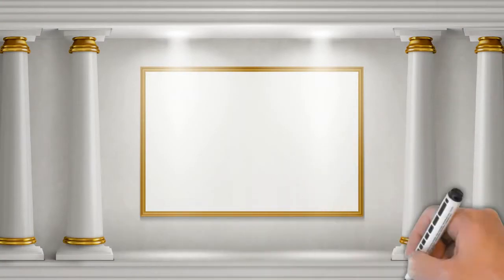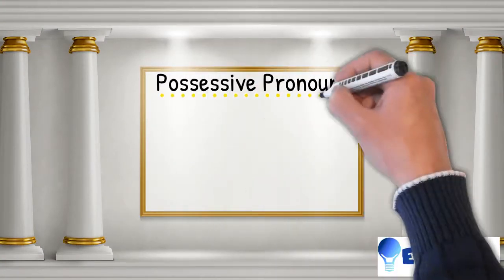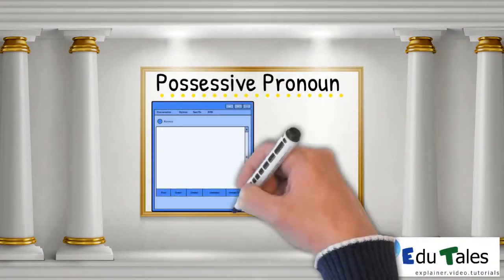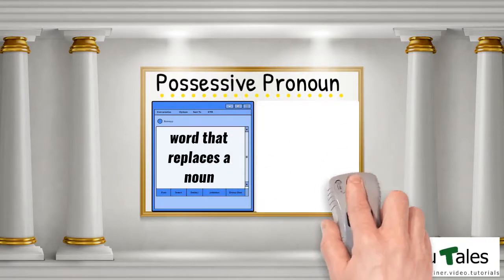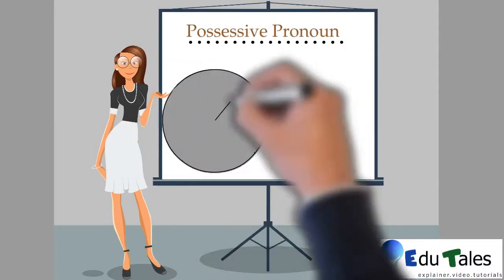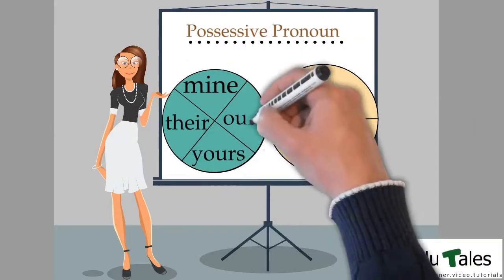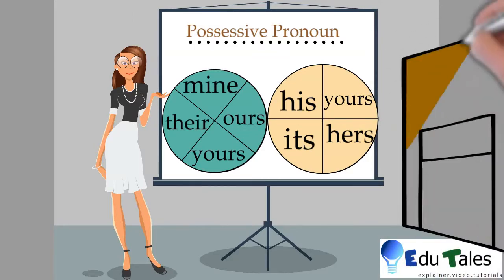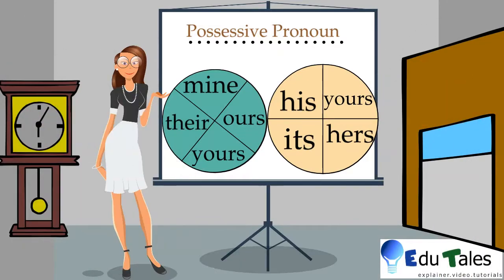The last type of pronoun is possessive pronoun. In English, possessive pronouns are words that replace a noun and are used to indicate possession or ownership. They are mine, yours, his, hers, ours, yours, theirs, its.